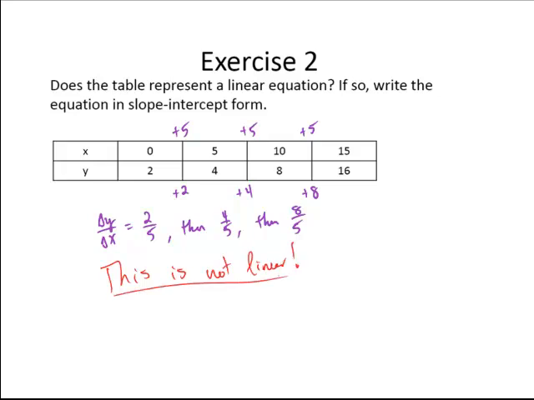When we see something like this, where there is not a constant rate of change, it is not linear, and we cannot write a linear equation that models the table.